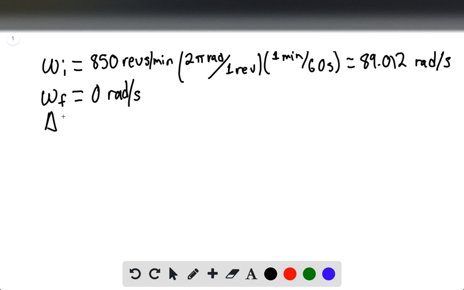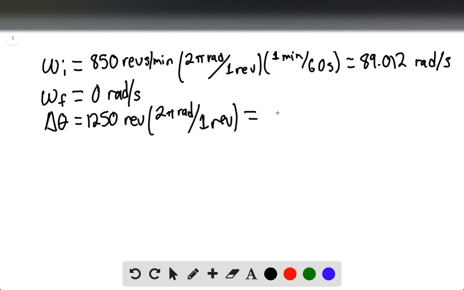it makes 1,250 revolutions during this time. And we can convert this using 2 pi radians for every 1 revolution. And this is going to be equal to 7,853.975 radians.